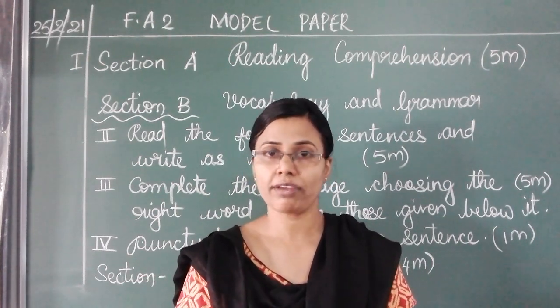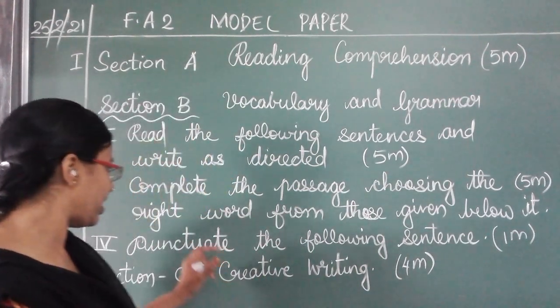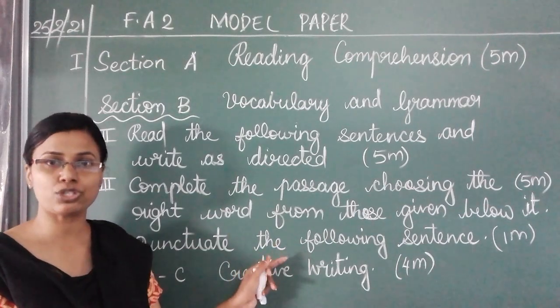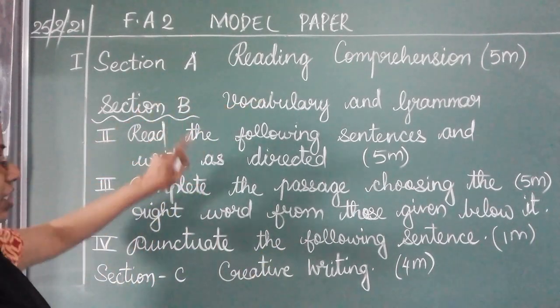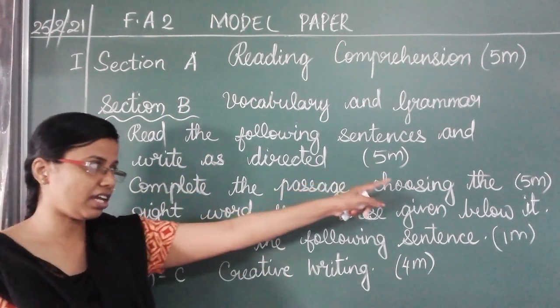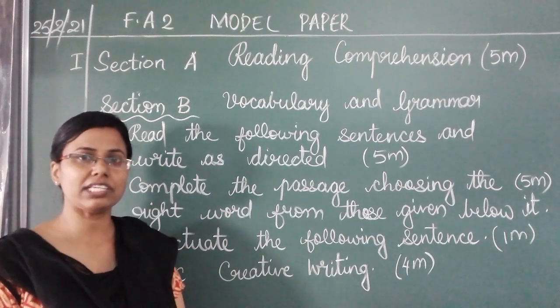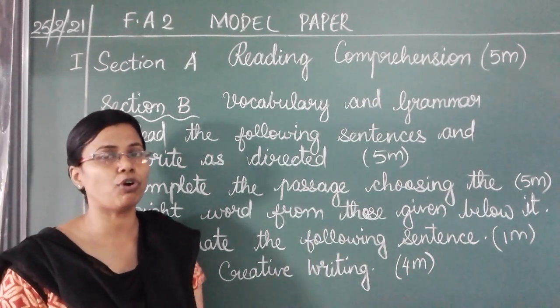All these things you have to check and correct. Rewrite the sentence which is given by punctuating the sentence. Understood? Now section A is for 5 marks, section B is for 11 marks. 5 marks here and 5 marks here, 10 marks, and this punctuate is 1 mark, so it is 11 marks. Then coming to the creative writing, it is for 4 marks.